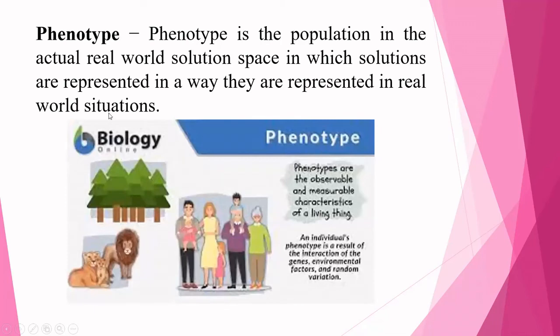At the same time we have phenotype also. The population in the actual real world solution space, in which solutions are represented in a way that they represent real world situations. So phenotypes are observable and measurable characteristics of a living thing. It is the result of the interaction of the genes, environmental factors, and random variations.